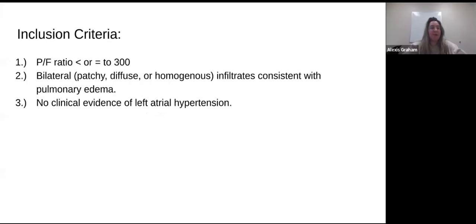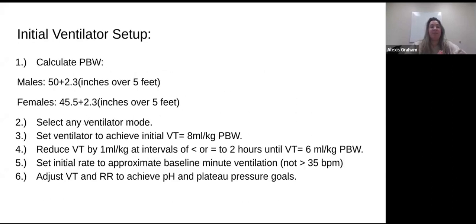So we have inclusion criteria for ARDS. The PF ratio is less than or equal to 300. Bilateral, patchy, diffuse, or homogeneous infiltrates consistent with pulmonary edema might be shown on your X-ray, and then no clinical evidence of left atrial hypertension.